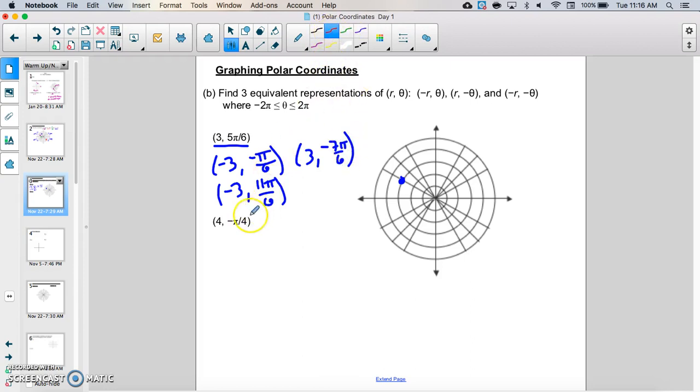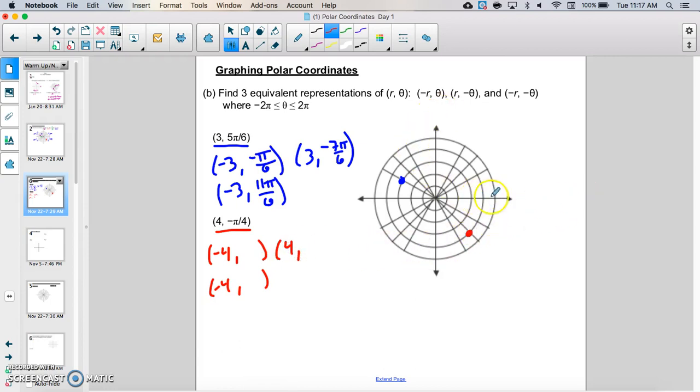So why don't you guys try the next one before I tell you? So pause the video, try it, then restart the video, and follow along. So I'm going to start with graphing my 1, 2, 3, 4 to negative pi over 4. Then I'm going to try to find all the other ones. So I know I'm going to need to do a negative 4, a negative 4, and a positive 4.